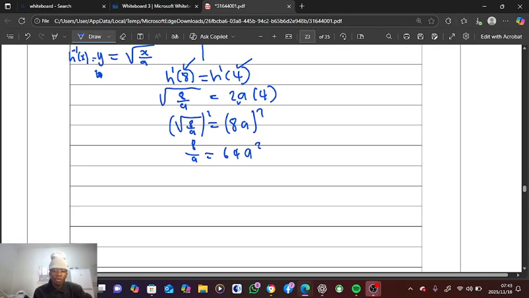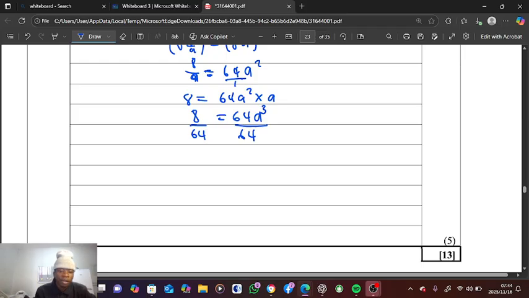Therefore, we will have to do a cross multiplication, which means 8 is going to be multiplied by 1. It's going to be 8 is equal to 64 a squared multiplied by a. This side will have 64 a to the power of 3. Then we have to divide by 64, because we're looking for a, not 64a. So we're going to have 8 divided by 64, which is going to be 1 over 8, is equal to a to the power of 3.